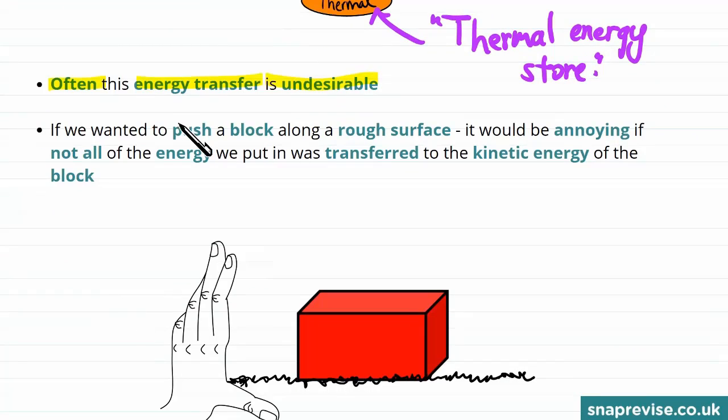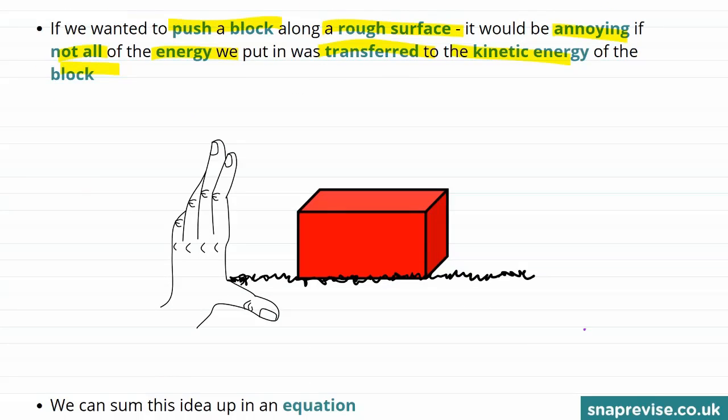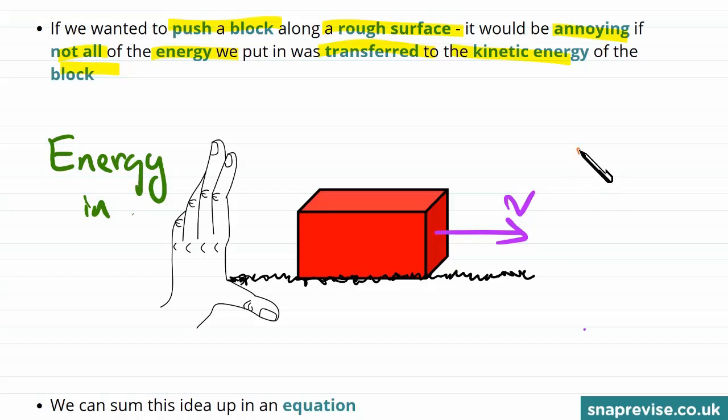Say we wanted to push a block along a rough surface. Then the goal of this process is to try and get the block moving. We want to try and put energy in and turn it into kinetic energy. Therefore, it would be annoying if not all of the energy we put in was transferred to the kinetic energy of the block. So to try and get our block moving, we put some energy into our system. The goal of the process being to convert this energy into kinetic energy.